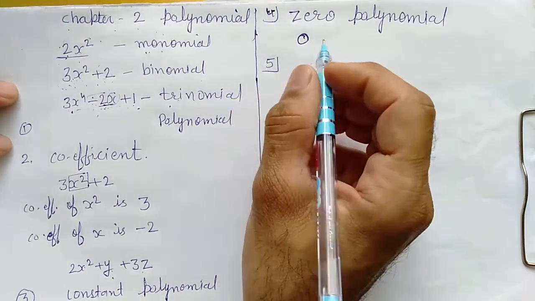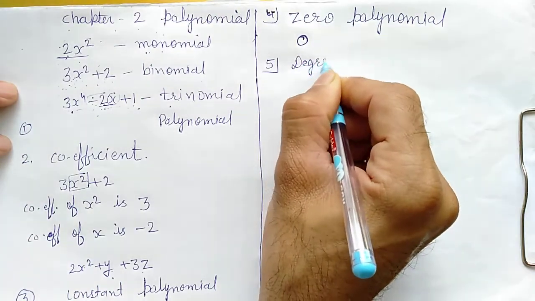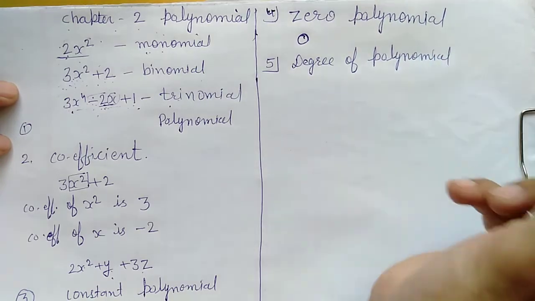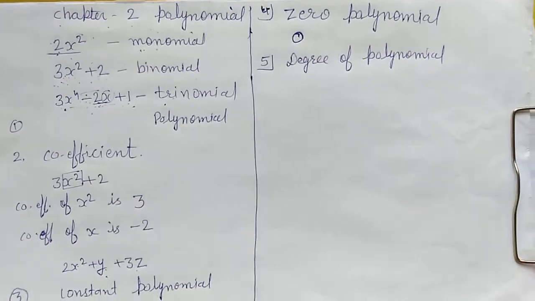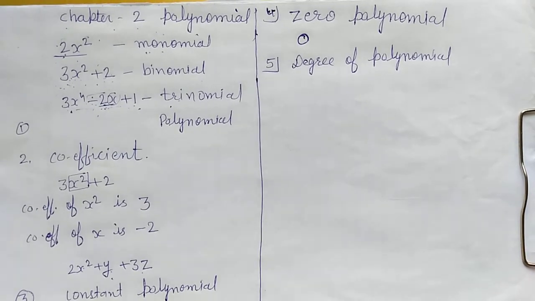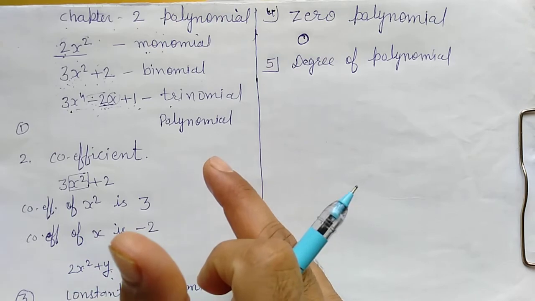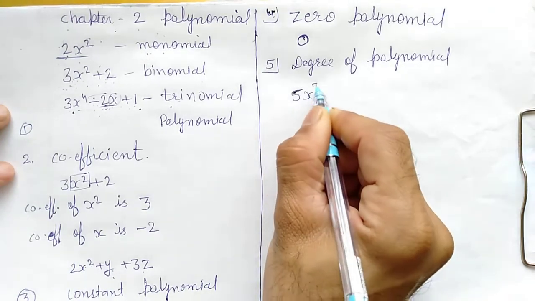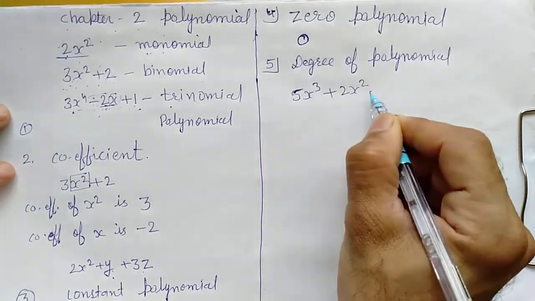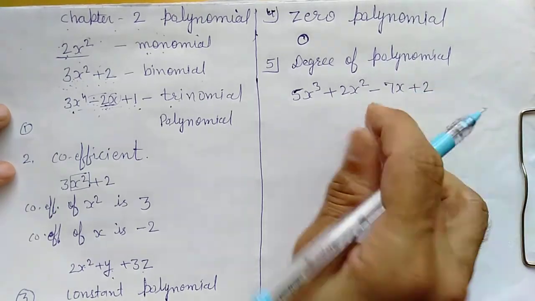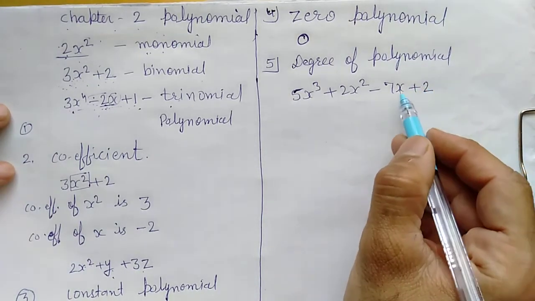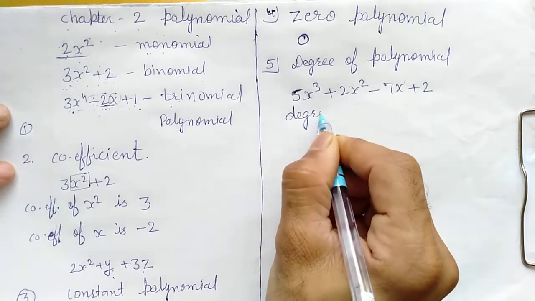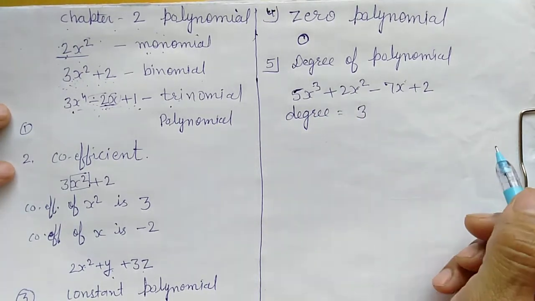Fifth one. Next is degree of polynomial. Now what is degree of polynomial? Degree is the highest power of variable in the polynomial. Like I'm writing here one polynomial example, 5x power 3 plus 2x square minus 7x plus 2. This is a polynomial. In this one, the highest power is the highest power of x. Here 1, here 2, and here 3. So the degree of this polynomial will be 3.